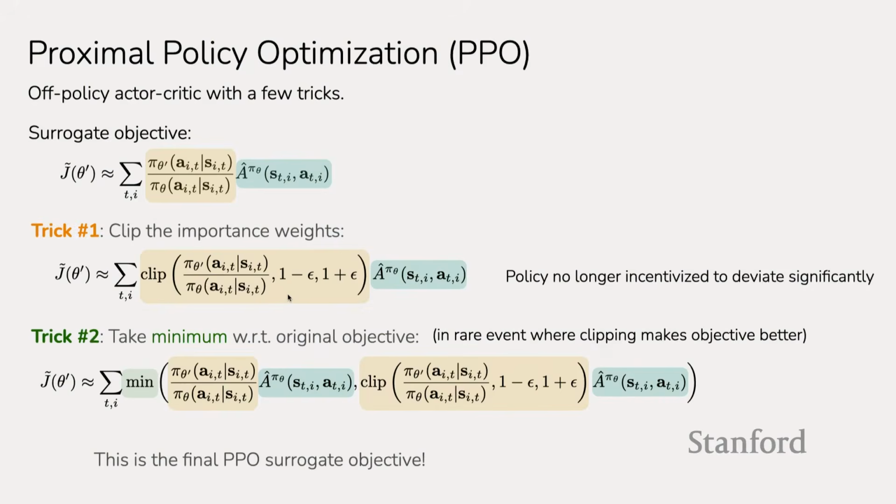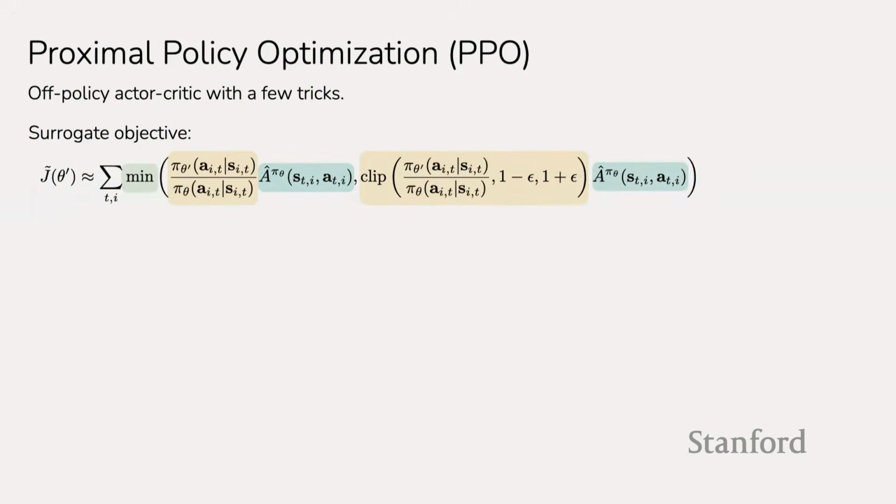Okay. So this is the final PPO surrogate objective. The last thing, the last trick that PPO does, is on estimating the advantage. To estimate the advantage, there's a third trick that's used. This is actually a trick where I'm not sure how necessary it is myself. I haven't done a ton of comparisons.